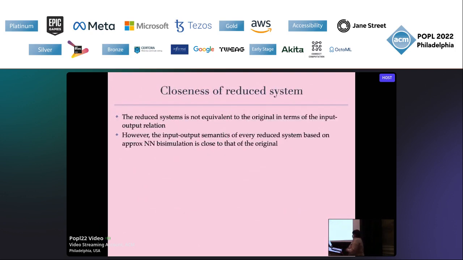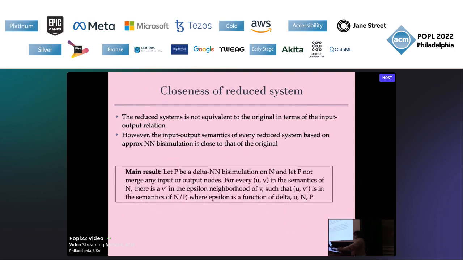Okay, so what do we get from all this reduction? It's already clear that we don't get a semantically equivalent system, but we get a system which is semantically close to the original system. So what we in fact get is that, let's say we have N and P is a delta NN bisimulation on N. Then for every (u, v) in the semantics of N, that is given u as an input, v is produced as the output.